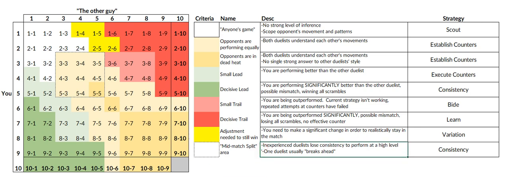Oop, typo. Let me fix that. Cool. Okay, so we got our strategy. Now let's go one level lower. Let's go to the duel level. Let's go to tactics.